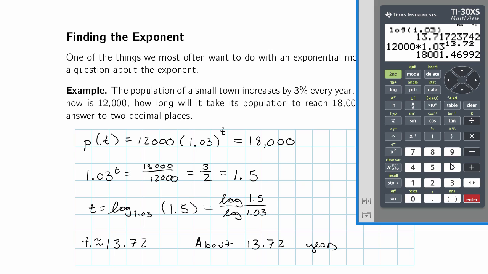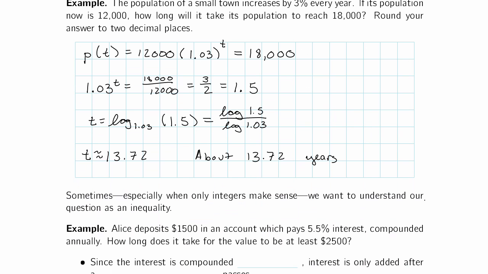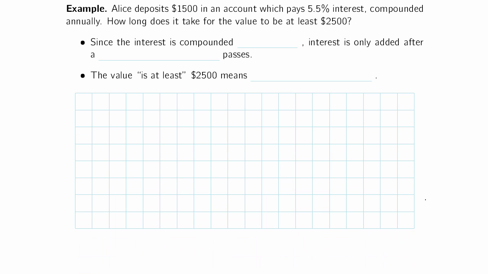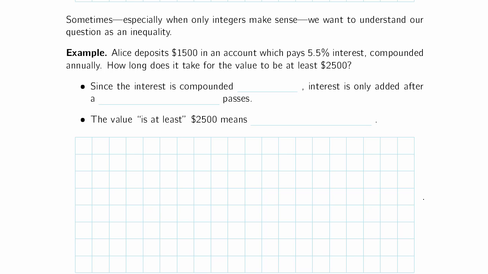That won't always be the case. In some problems, time is in some sense discrete, or whatever our input variable is. There's something that makes us need to be especially careful with what direction we're rounding. And in that case, if we know we're going to round a lot, it makes sense to understand our question not as an equation, but as an inequality.